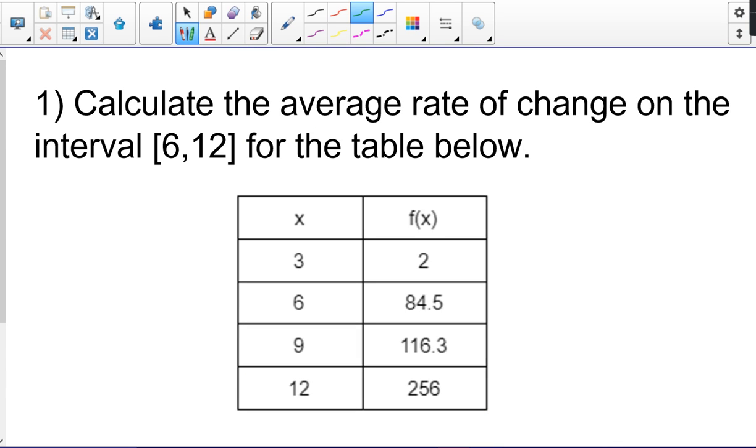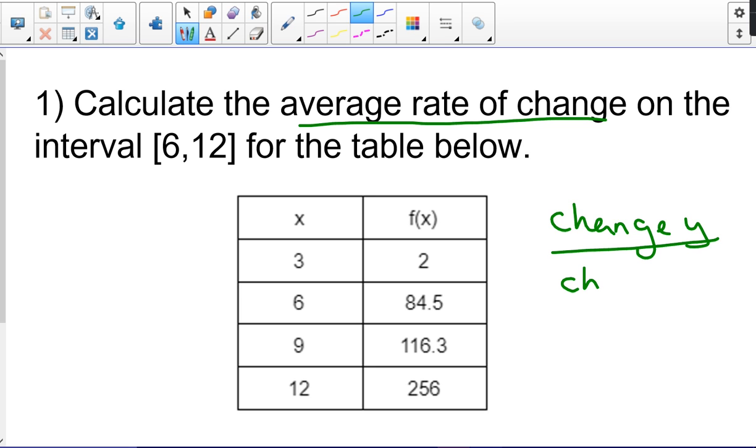Our last problem related to functions is to calculate the average rate of change on the interval 6, 12 for the table below. So remember, whenever we're doing average rate of change, we're always taking change in the y values divided by the change in the x values. But we have to use a specific pair of values. We can't just go to any row on the table and subtract the 2 numbers. We have to use the interval. The interval we're given here is 6, 12. Interval is always telling me about the x values that I should choose.